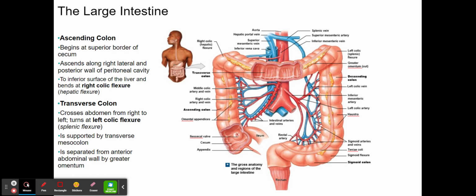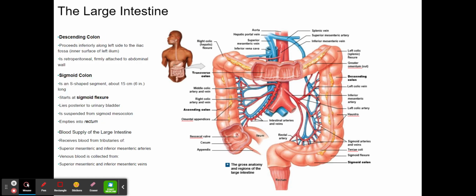Near the spleen, the colon makes a 90-degree turn at the left colic flexure, or the splenic flexure, and becomes the descending colon. The descending colon proceeds inferiorly along the left side, reaching the iliac fossa, formed by the inner surface of the left ilium. The descending colon is retroperitoneal and firmly attached to the abdominal wall.